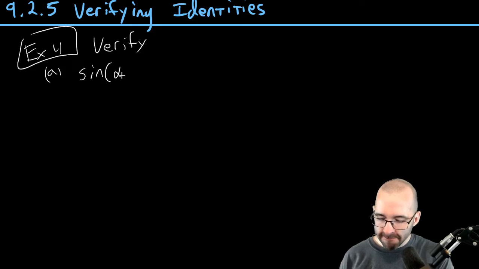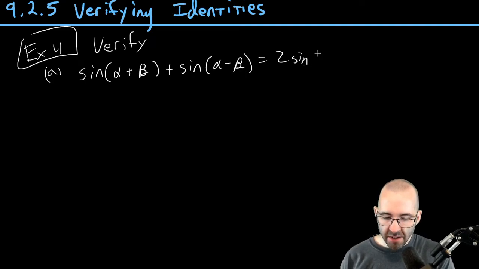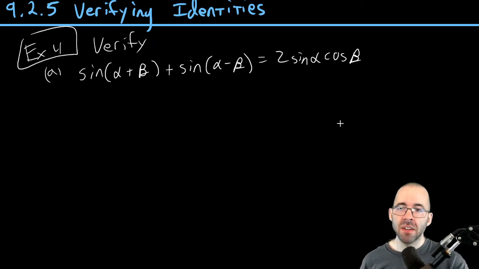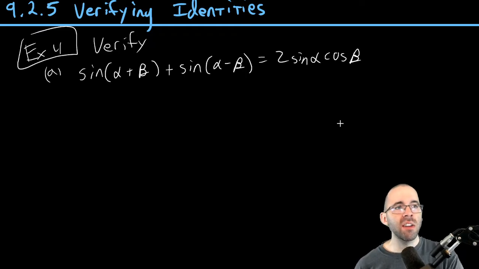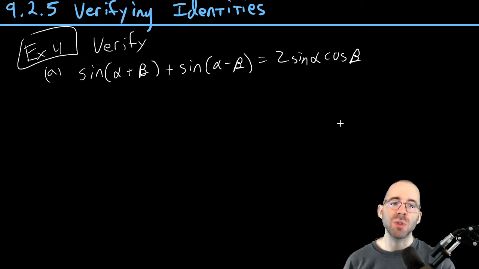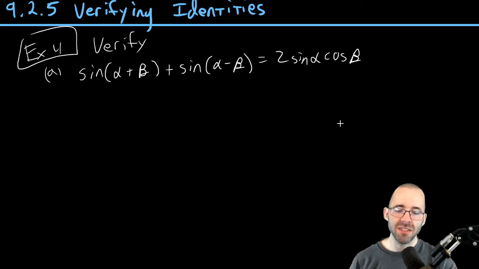Sine of alpha plus beta plus sine of alpha minus beta equals 2 sine of alpha cosine beta. So really, again, what most of these identities come down to is just puzzling, trying to get from point A to point B, and a lot of algebra. So remember your algebra. How do you FOIL binomials? How do you combine fractions? How do you simplify complex fractions? That sort of stuff. That's usually the hardest part with this.